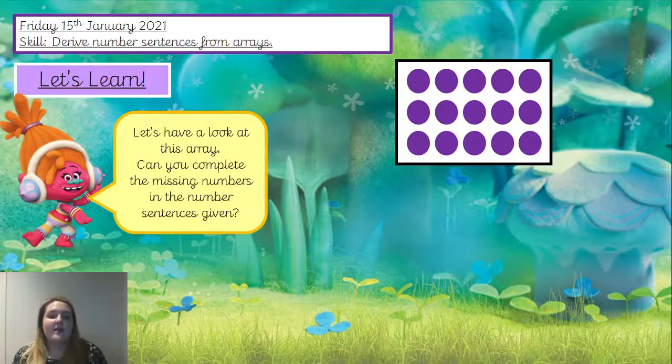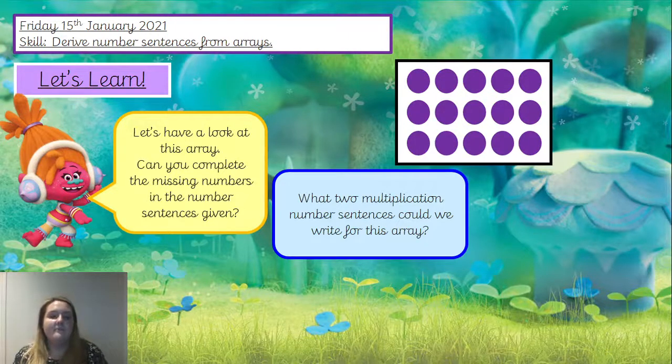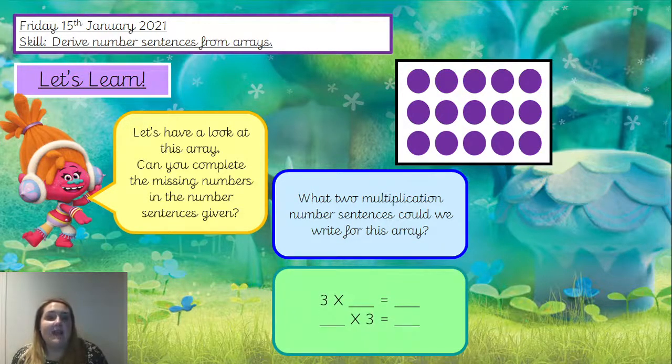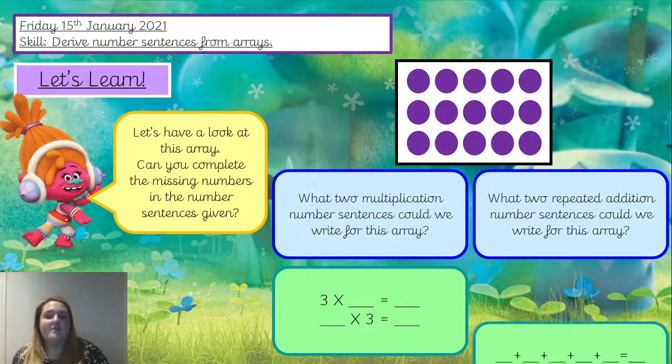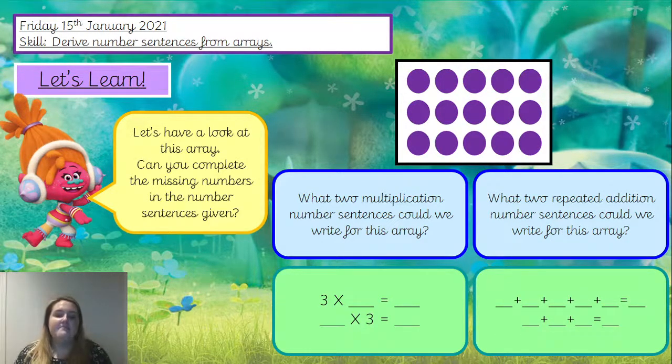Okay, pause the video if you need any longer. What 2 multiplication number sentences could we write? Here is the hint. So we've got 3 times something equals something, something times 3 equals something, and I want you to turn to the person next to you or discuss with your grown-up, what could those missing numbers be? Off you go, pause the video. Okay, let's have a look then. What could the 2 repeated addition number sentences be? You've got your hints there. And what would go in those missing gaps? Turn to the person next to you or discuss with your grown-up and pause the video.